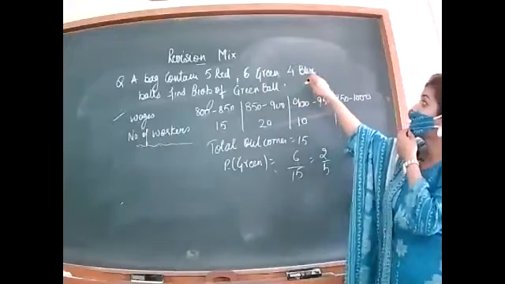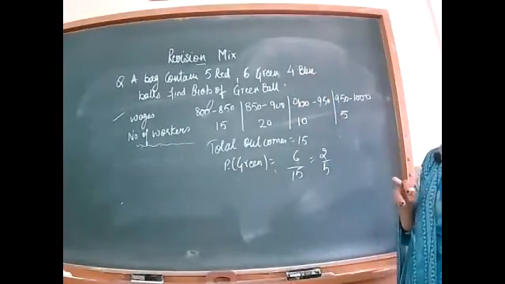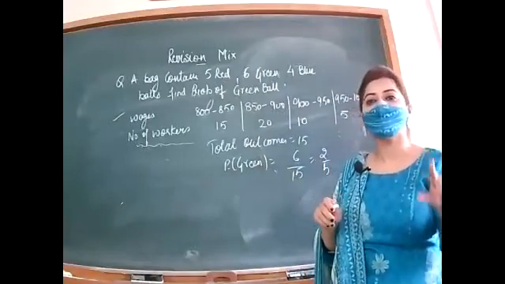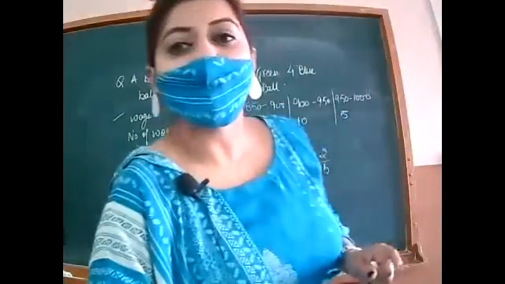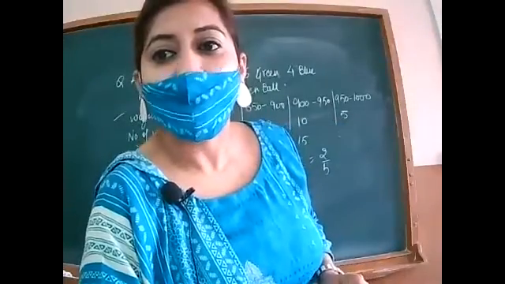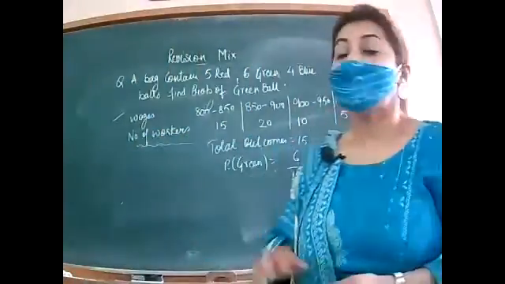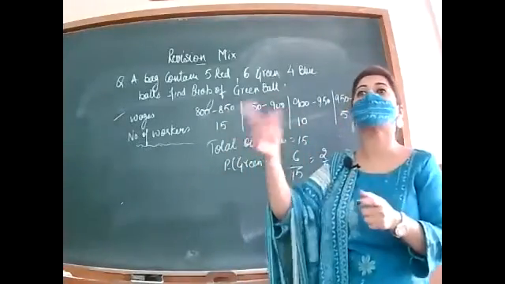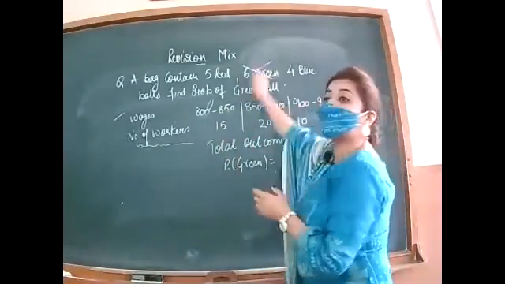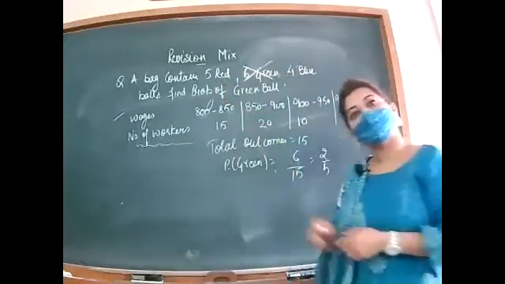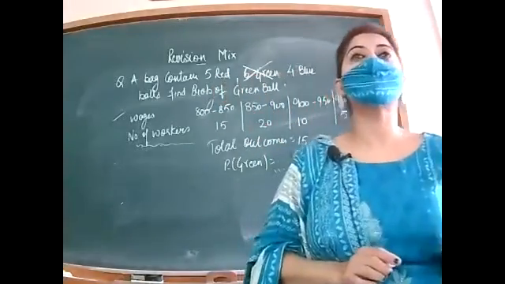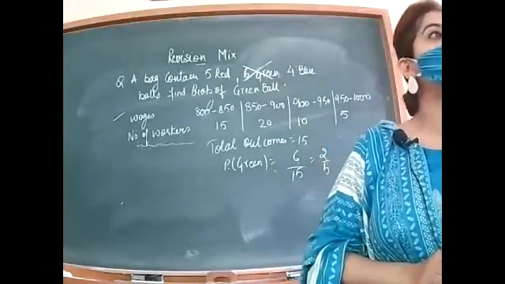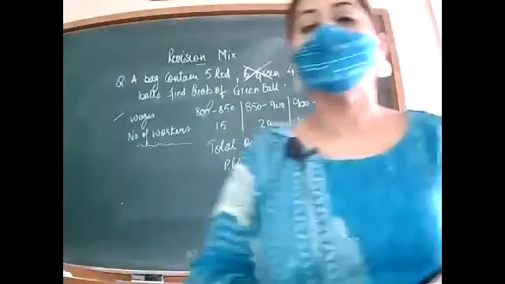What is the probability of blue ball? 4/15. Red ball, 5/15. Then cancel it out. Now listen, one more question. What is the probability of a non-green ball? Green is not wanted, so what is wanted? Except green, you can have any other ball. 9/15, 3/5. Got it?